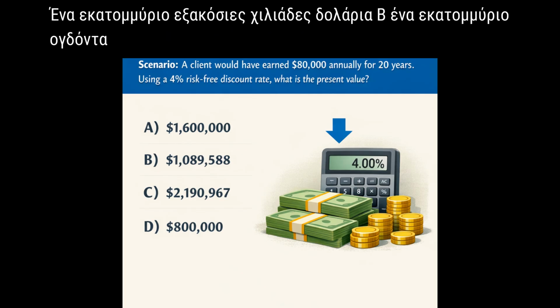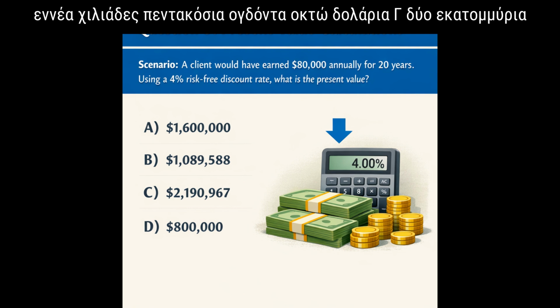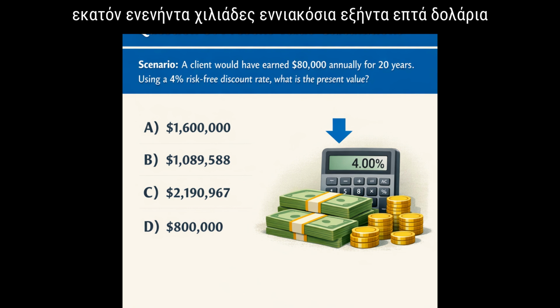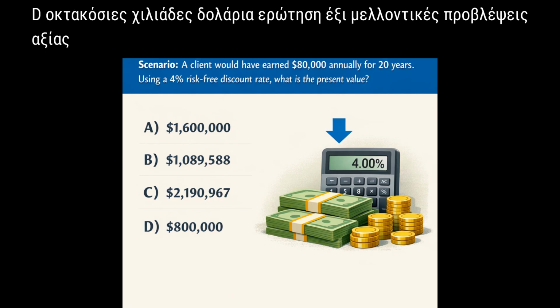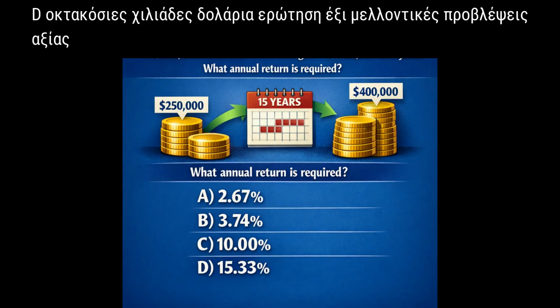A. $1,600,000. B. $1,089,588. C. $2,190,967. D. $800,000.